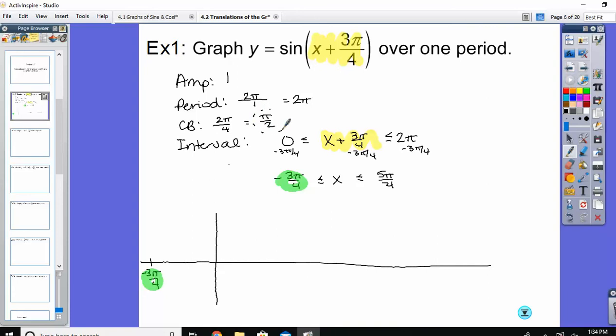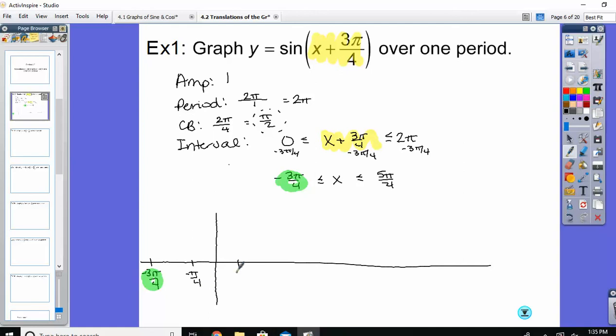You just add your count by. We need 5 total points. And please make sure you are spacing them evenly. If I add pi over 2, so it's negative 3 pi over 4 plus pi over 2, or negative 3/4 plus 1/2, you should get negative pi over 4.